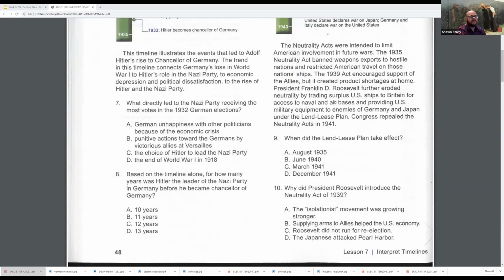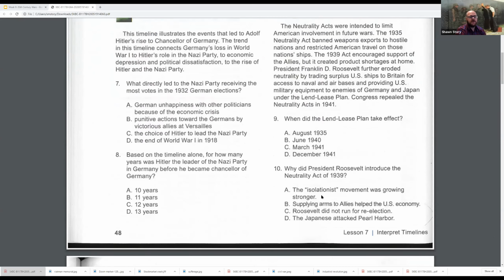Why would he do that? The isolationist movement was growing stronger. Supplying arms to allies helped the U.S. economy. Roosevelt did not run for re-election. The Japanese attacked Pearl Harbor. Well, let's eliminate some of the answers. First off, I know that B cannot be correct because his act clearly said you cannot send weapons or arms to other countries. So we know that can't be right. Roosevelt did not run for re-election. Did we read that? Didn't really mention that in any of the readings, and it didn't mention it in the graph. I would say that one there.